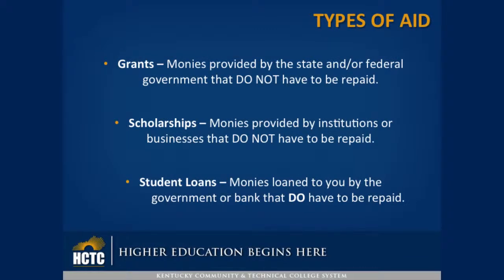The types of aid: grants, scholarships, student loans. Grants are monies provided by the state and/or federal government that do not have to be repaid. Scholarships are monies provided by institutions or businesses that do not have to be repaid. Student loans are monies loaned to you by the government or bank that do have to be repaid.